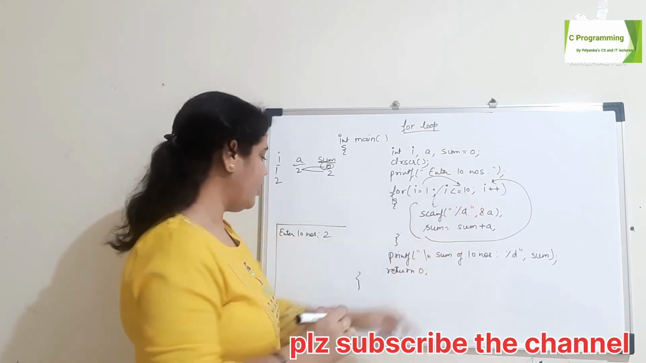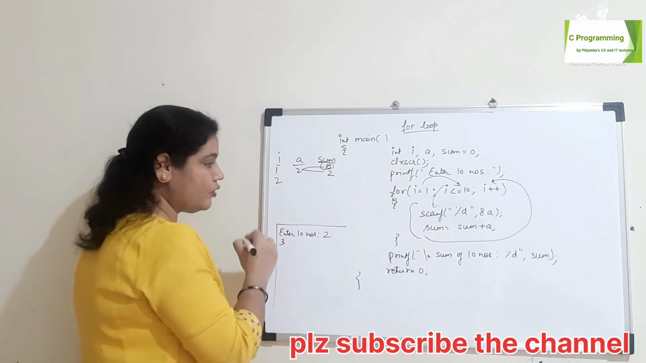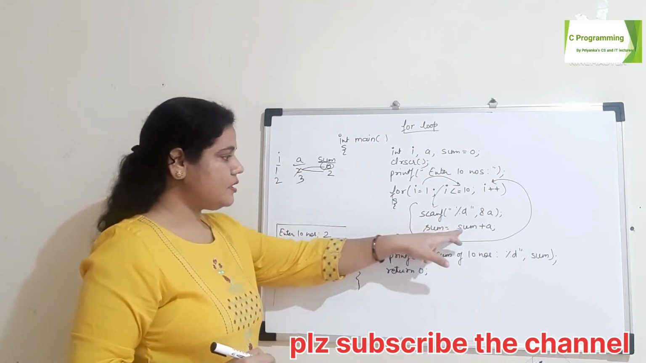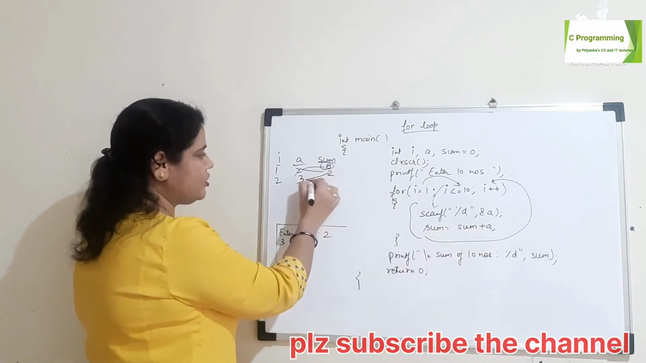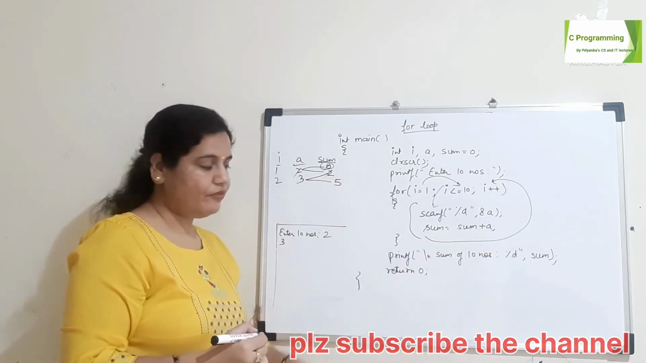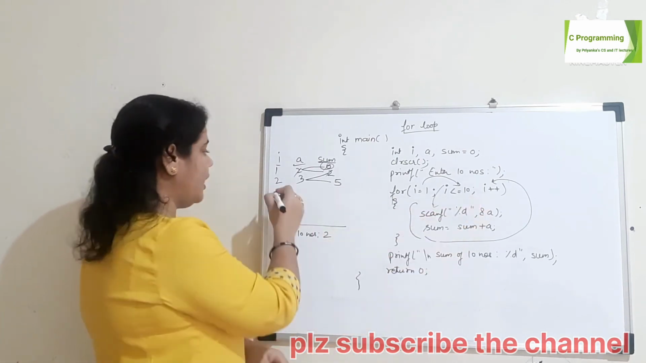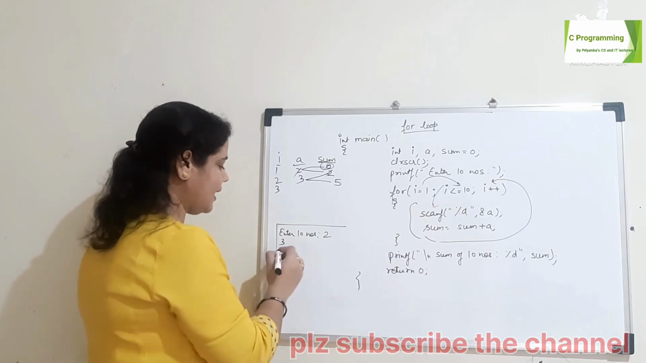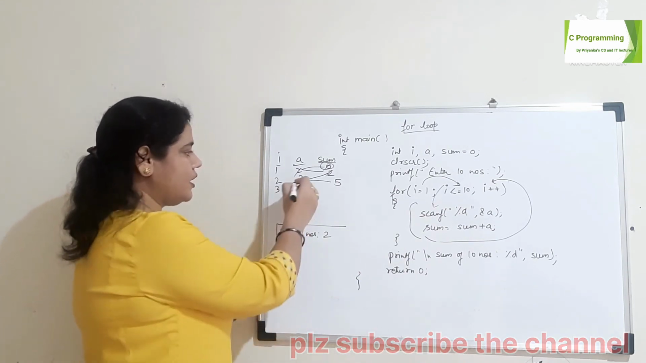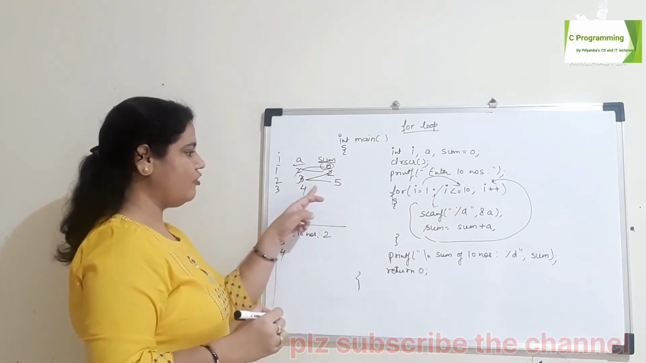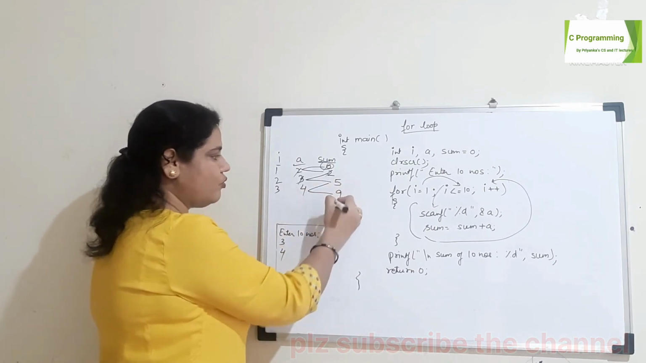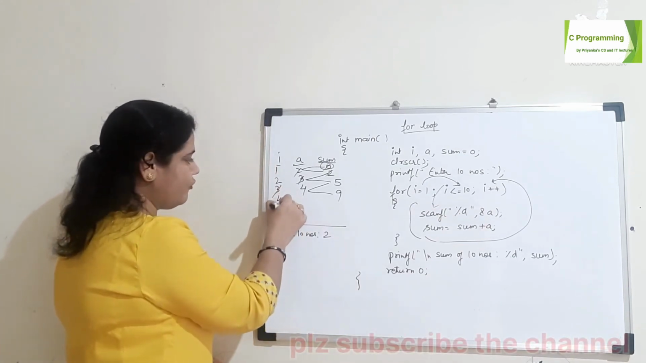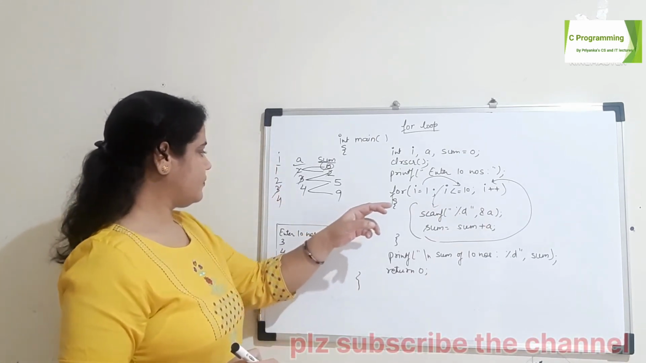Again true, scanf. Then the second number the user has entered, suppose 3. 3 is in a. Sum is equal to sum plus a, 2 plus 3. Then it will become 5. After that, i plus plus. It will become 3. 3 is less than 10. Yes, it is true. Again it will scan the statement. Suppose the user has entered 4. 5 plus 4, then it will show you 9. i plus plus. It will become 4.